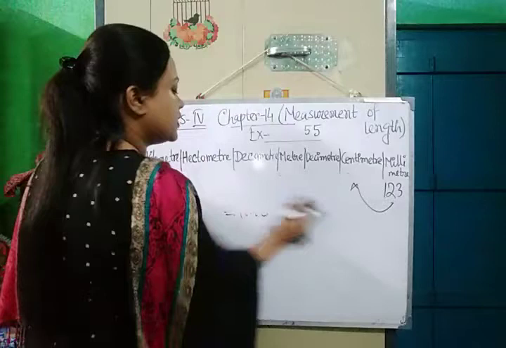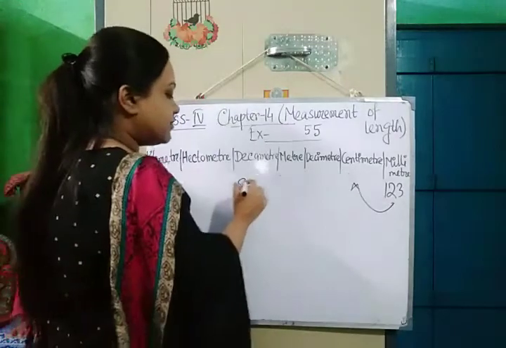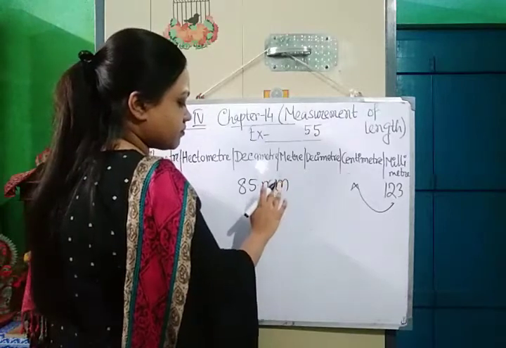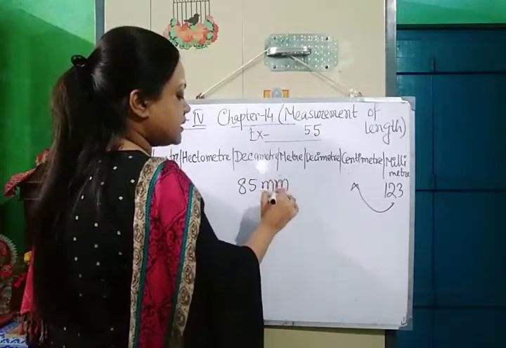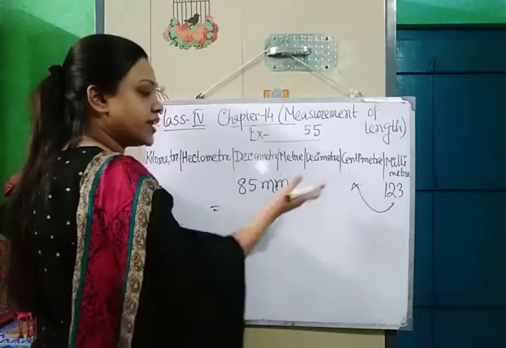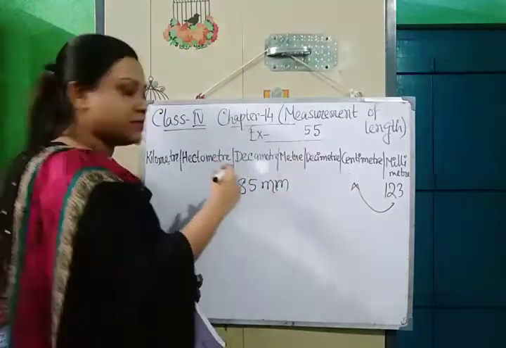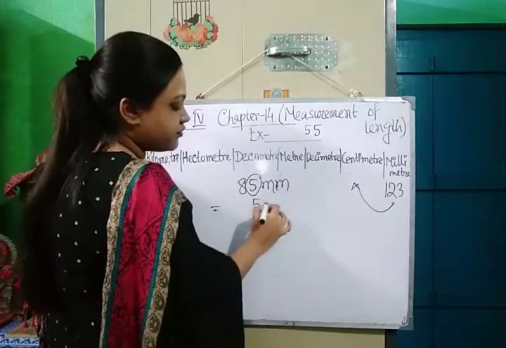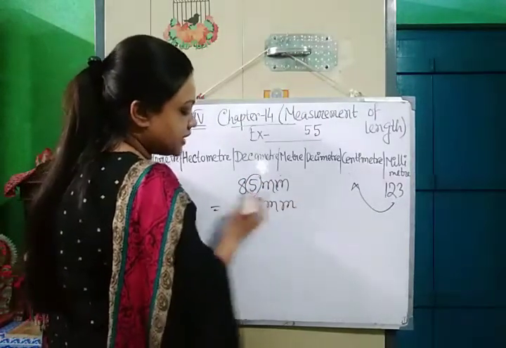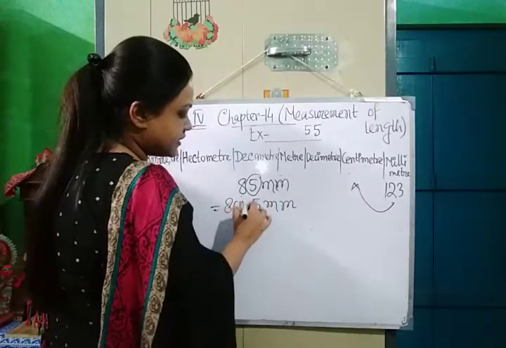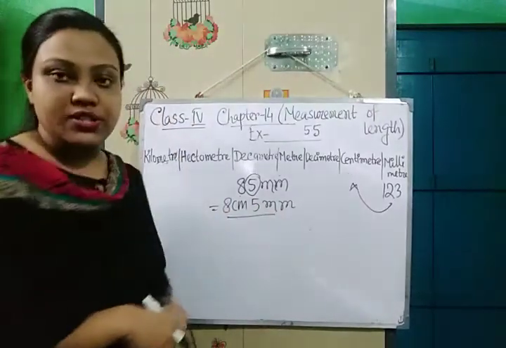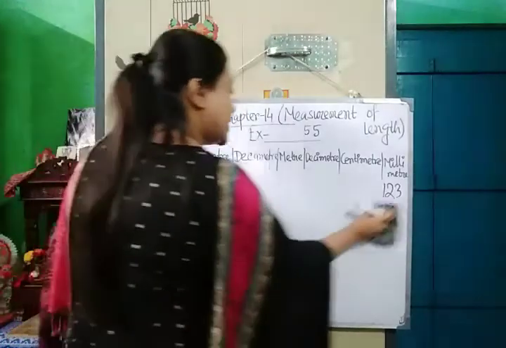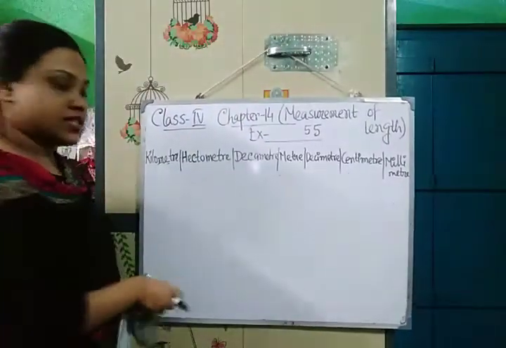In the previous one, it was 85 millimeter. Again we are moving to the left one place to centimeter. So at the end of the number, the one digit is 5. So 5 will be millimeter and the remaining digit, 8, is centimeter. That is the short process. Now that short process we can also apply in the next questions.